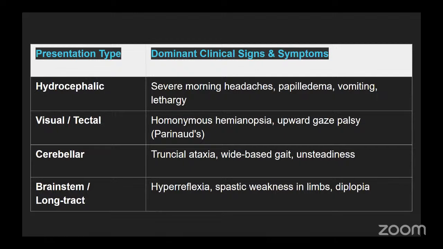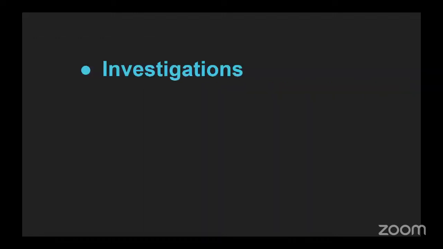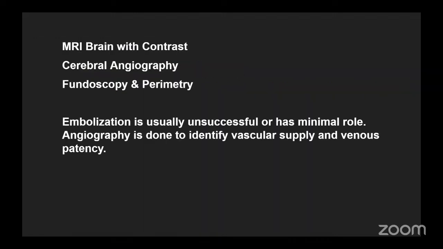I found it easy to divide them into certain syndromes, in how they present. So the presentation can be hydrocephalic. It can be mainly visual or tectal, where they are presenting with homonymous hemianopia and upward gaze palsy. It can primarily be cerebellar, or it can primarily be brainstem or long tract with hyperreflexia, long tract signs, etc. And cranial nerve palsy involvement directly. So the investigations.